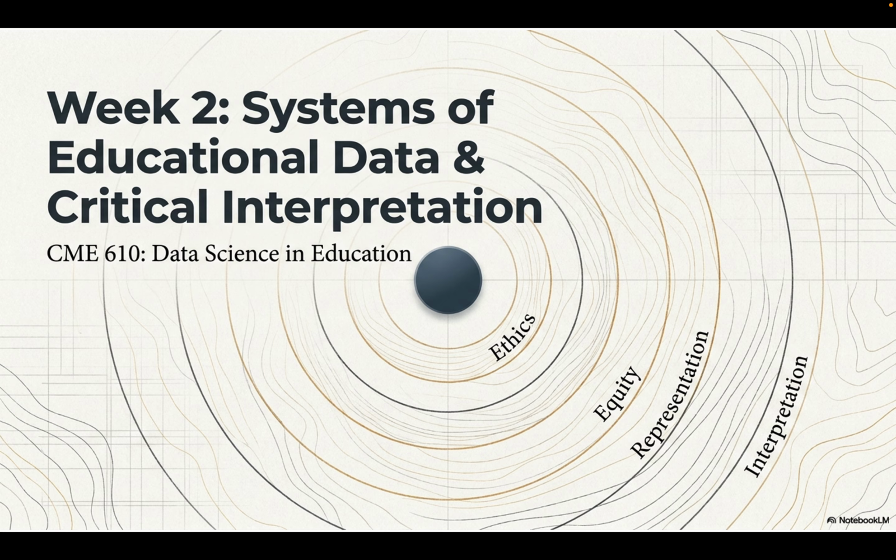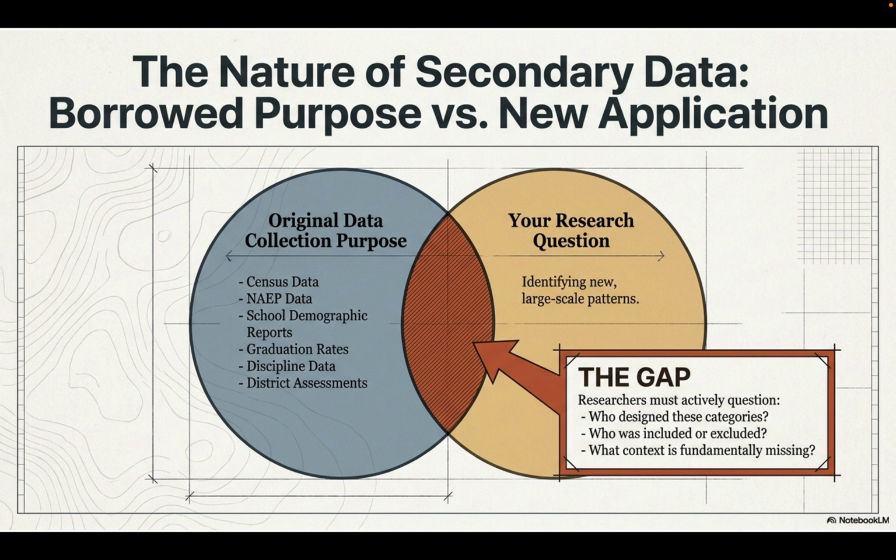Last week, we established the idea that educational data science is deeply connected to ethics, representation, equity, and interpretation. And this week, we're going to begin applying those ideas to actual educational data sets and systems. One of the major goals of this week is to help us think critically about the kinds of educational data collected at local, state, and national levels, and to examine what those data sets can and cannot tell us about learners, schools, and communities.